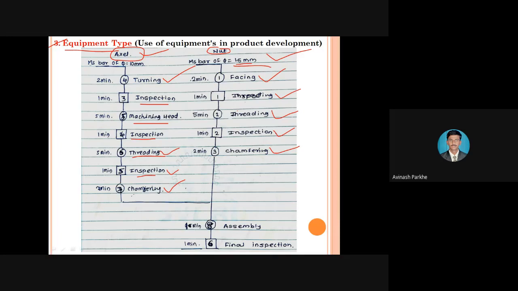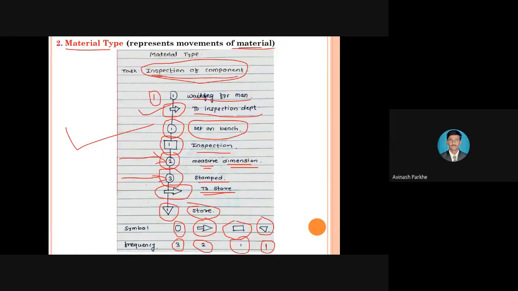But in this type, no movement of the material is represented, and no movement of the operator is represented. Only operations performed by that particular equipment or machines are represented by this equipment type, or machine type, of flow process chart. So these are the three subtypes of the flow process charts.